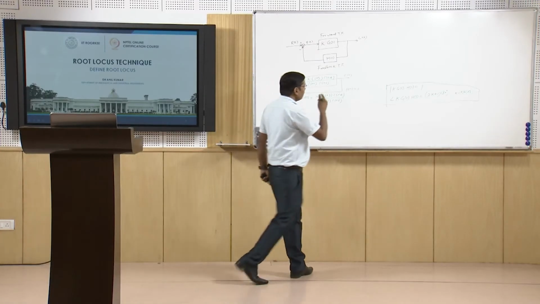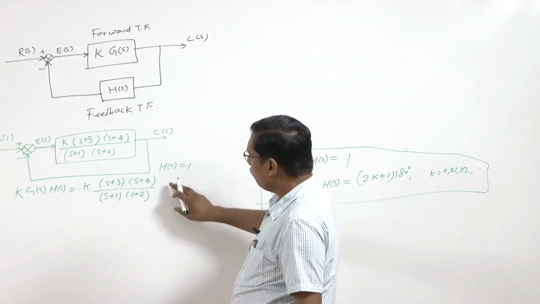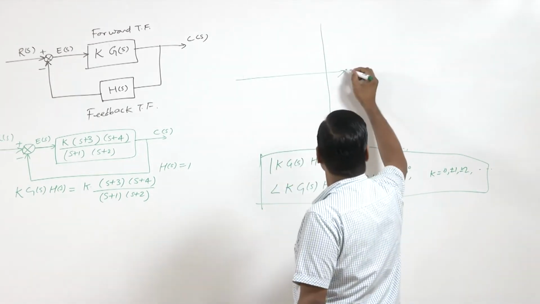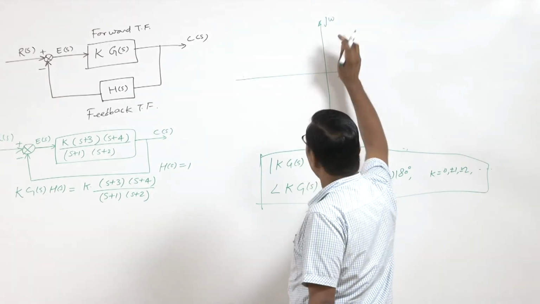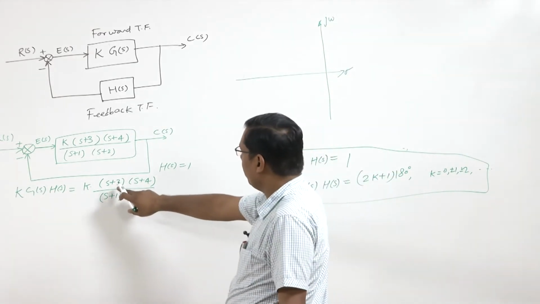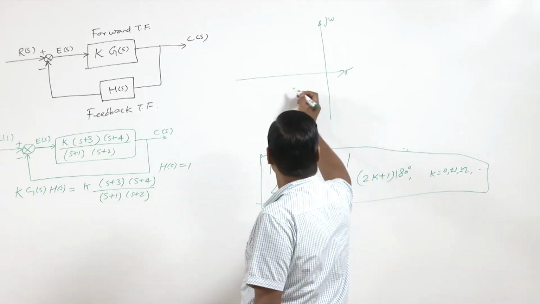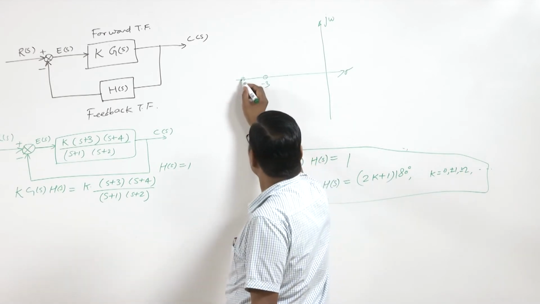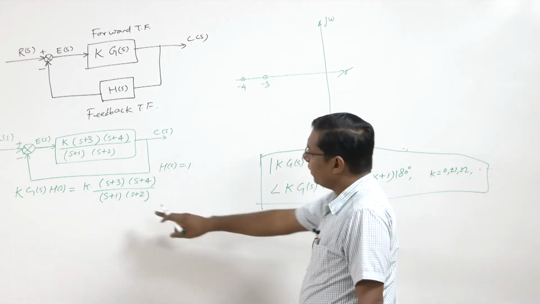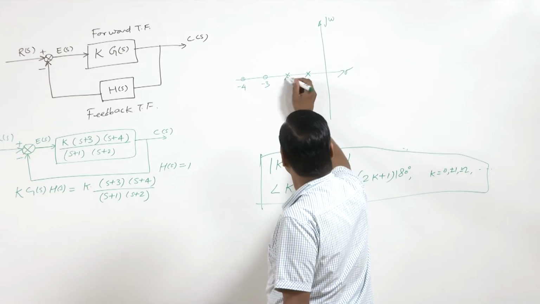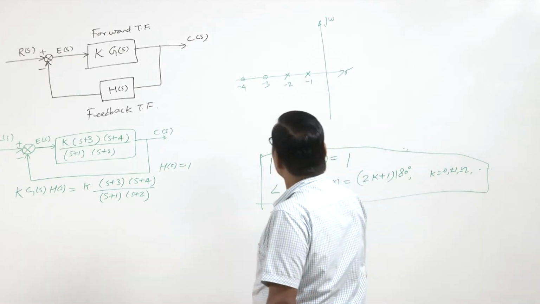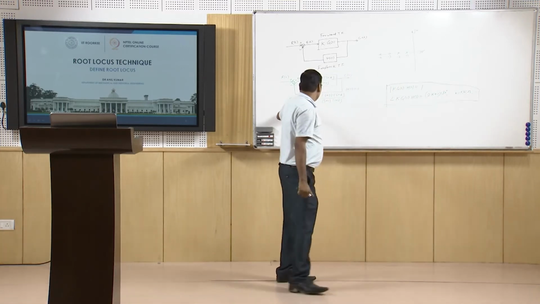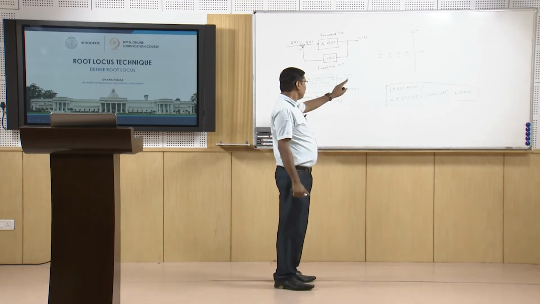Now let's represent the poles of the open loop transfer function G(s) H(s) on the s plane. So this is sigma, j omega. Now the zeros are minus 3 and minus 4. So one zero is at minus 3, the other is at minus 4, and the poles are at minus 1 and minus 2. So these are the open loop poles and zeros of G(s) H(s). So we plot them here.